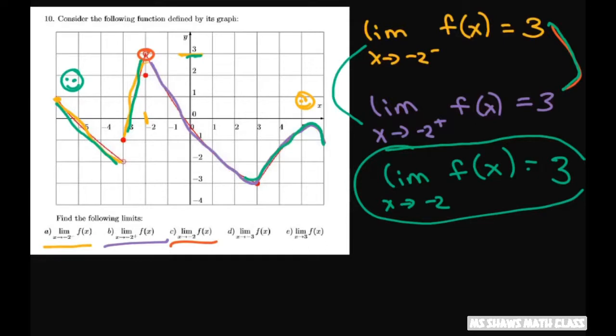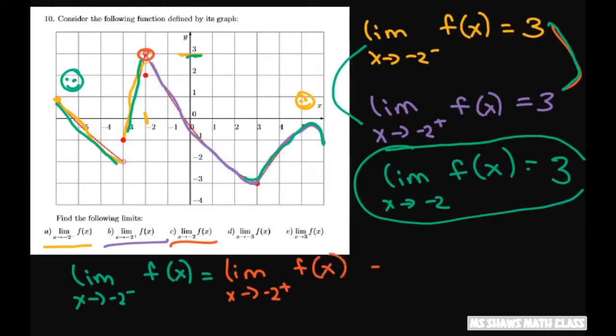which in our case is 3. You could also write that the limit as x approaches -2 from the left of f of x equals the limit as x approaches -2 from the right of f of x. And that equals 3, which gives us our answer.